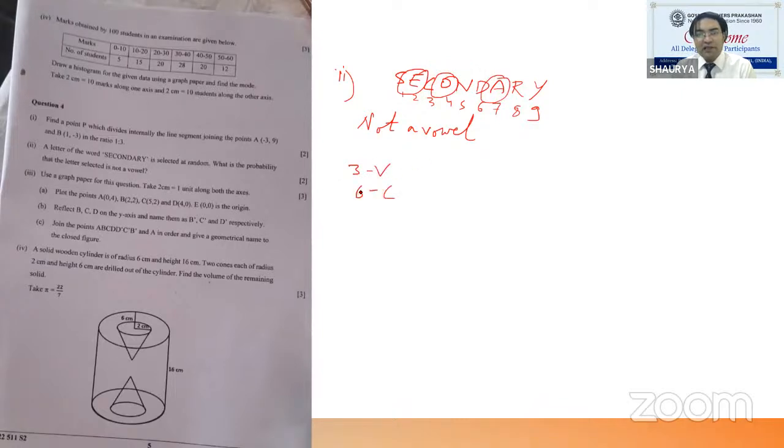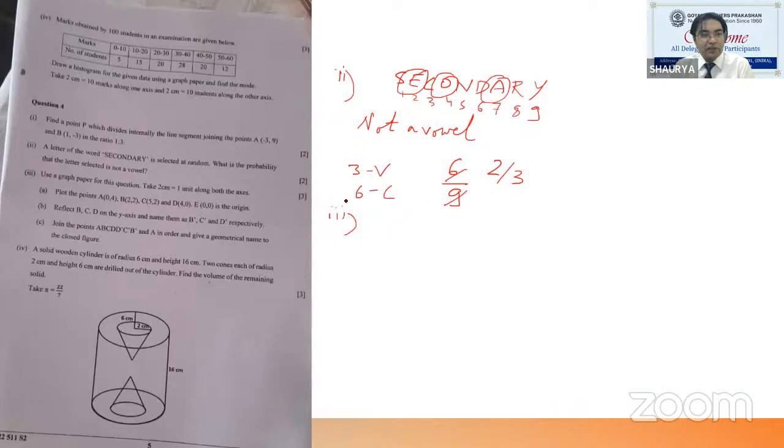Now, it has been asked if we pick one out of these 9 alphabets, what is the probability of it being not a vowel, that is, a consonant? So the number of consonants is 6 upon the total number of alphabets, which was 9. The answer would be 2 upon 3. Simple question from probability. Let's come to the third question.